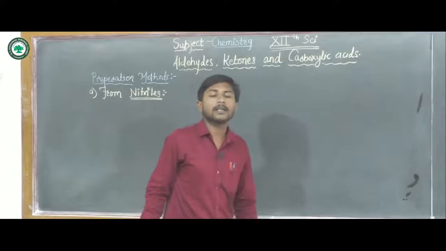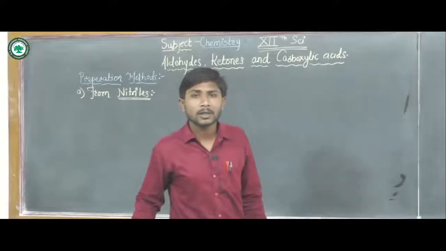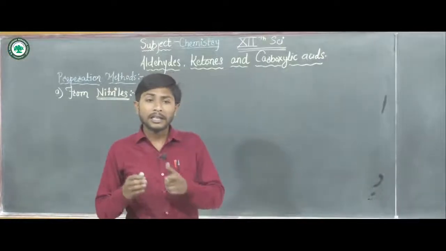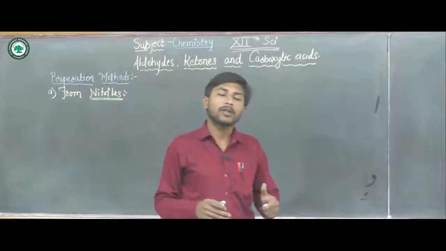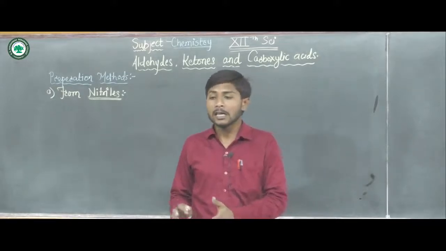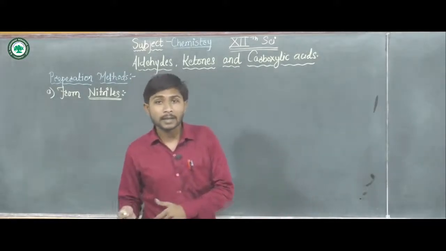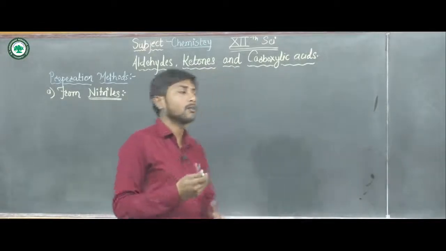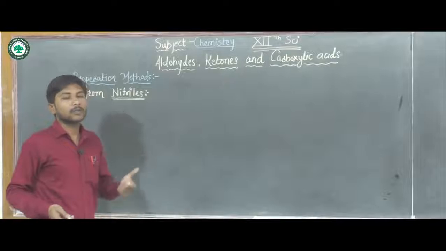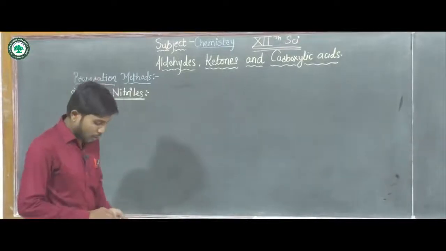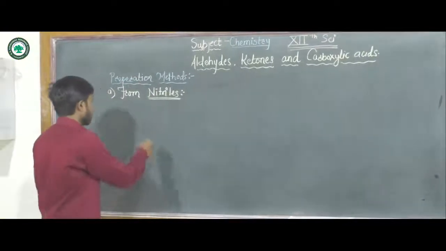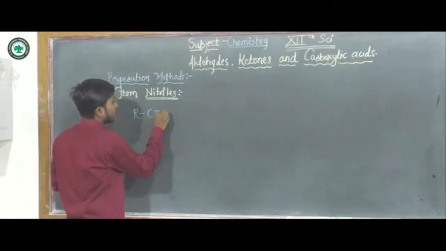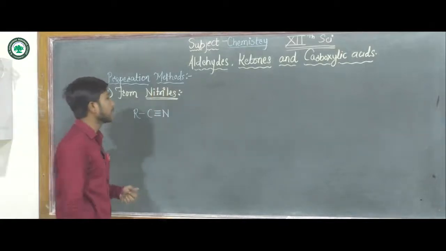As we know, nitriles are the compounds containing a carbon-nitrogen triple bond. Here we have to reduce these nitriles to an intermediate product, which on further hydrolysis or acid hydrolysis gets converted to the corresponding aldehydes or ketones. This method of preparation from nitrile is a two-step reaction, in which the general reaction we can write like RCN. This is a nitrile.